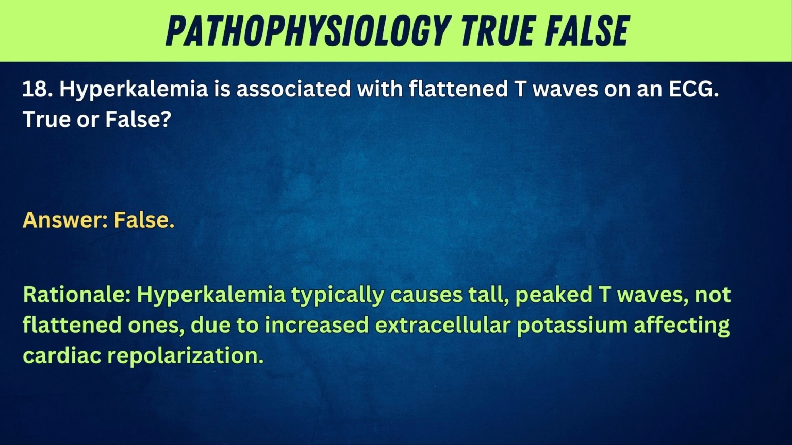18. Hyperkalemia is associated with flattened T waves on an ECG. True or false? Answer: false. Rationale: hyperkalemia typically causes tall, peaked T waves, not flattened ones, due to increased extracellular potassium affecting cardiac repolarization.